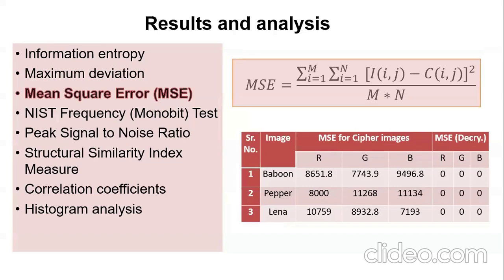Mean square error evaluates the avalanche effect. It indicates the ability of the algorithm to generate a substantial difference in the cipher image even if a little alteration is made to the key or the input image. Also, for the decrypted image, the values are 0.